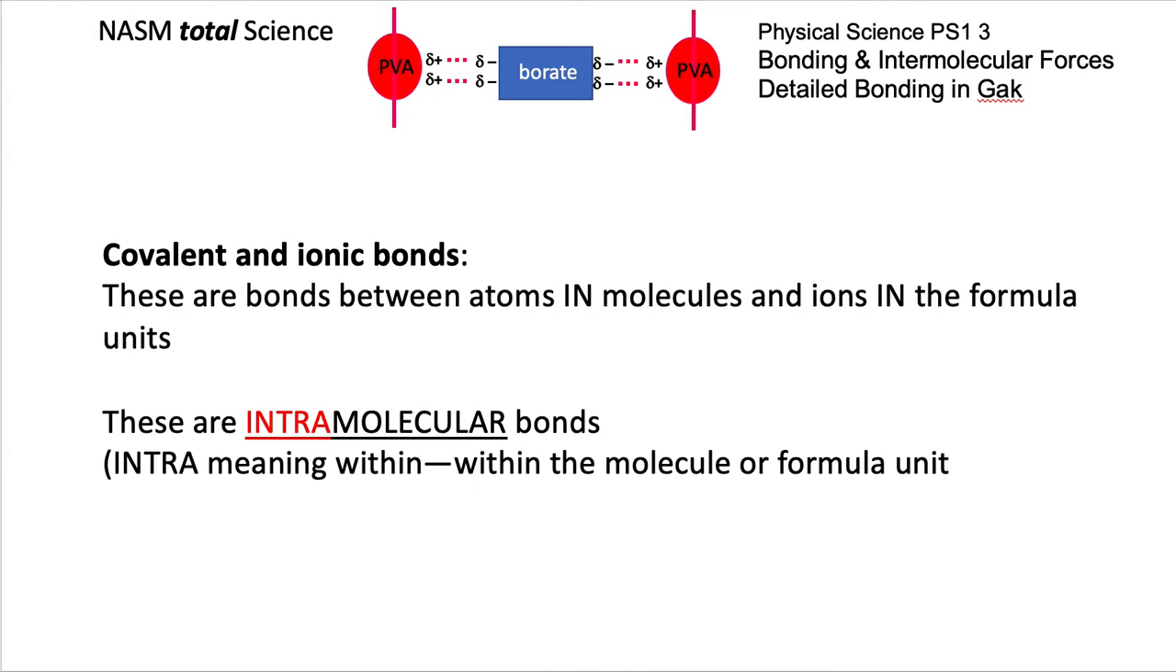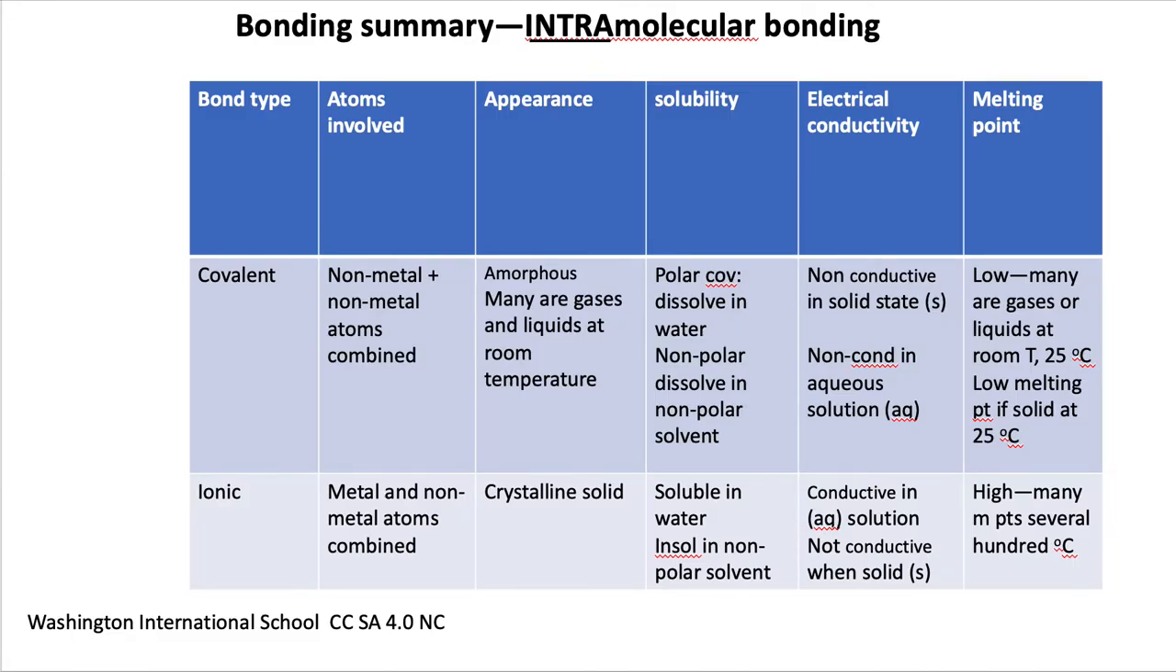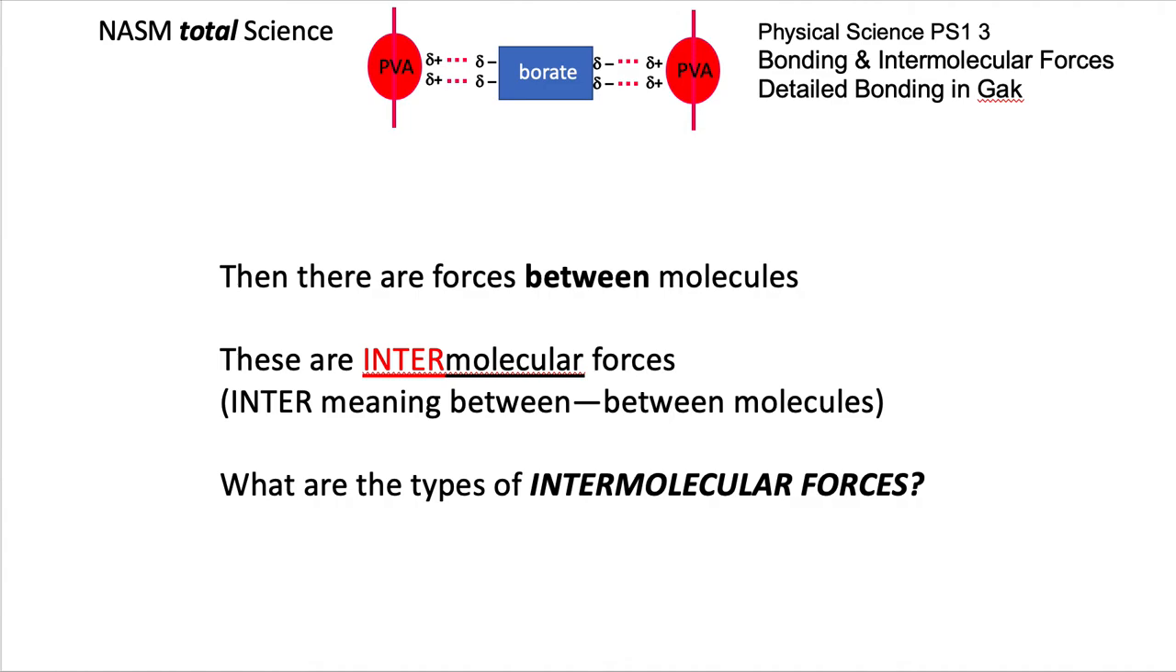And so the covalent and ionic bonds, they're intramolecular, within the molecule or the formula unit of an ionic compound. And here's a summary, and I suggest you just pause this to read what's involved, remind yourself of covalent and ionic bonding. So in the GAK experiment, we're going to look at the forces between molecules, weaker than the bonds that we're dealing with inside, intra. We're looking at intermolecular forces.